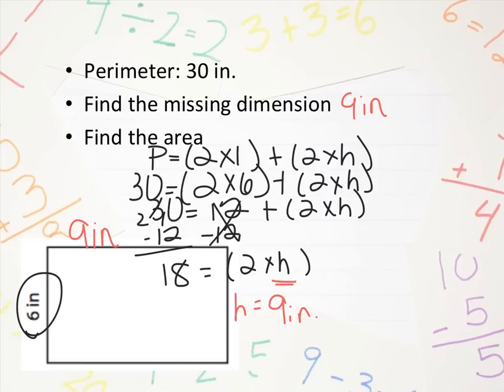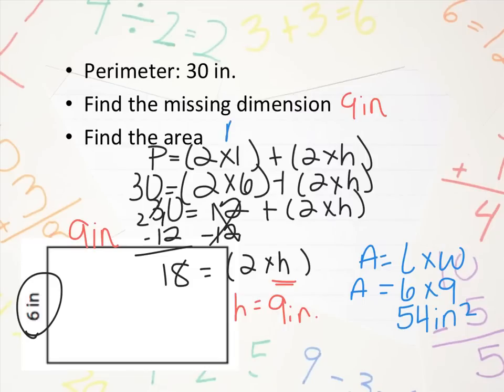Now I can use that information to solve for area using the area formula. Area equals length times width. 6 is one side, 9 is the other. 6 times 9 is 54. So my area is 54 square inches. Remember, it's important that you label your dimension for your units, or for area, square inches, or for perimeter, just inches.